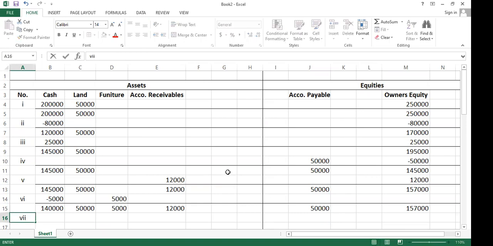Seven. Received cash from Ali Rasa of rupees 10,000.